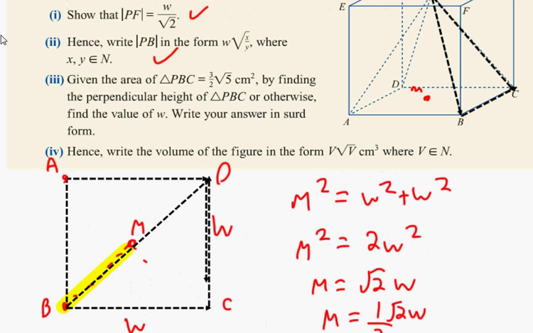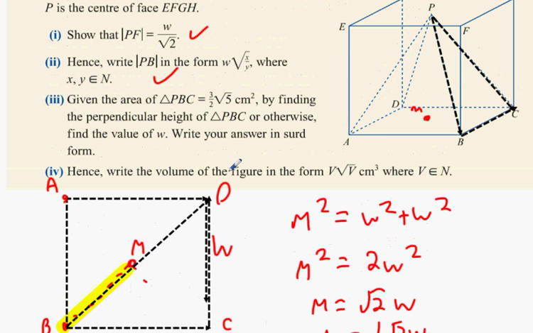Now, hence write the volume of the figure in the form v root v, where v is an element of N. Once we get the volume of what? The pyramid.